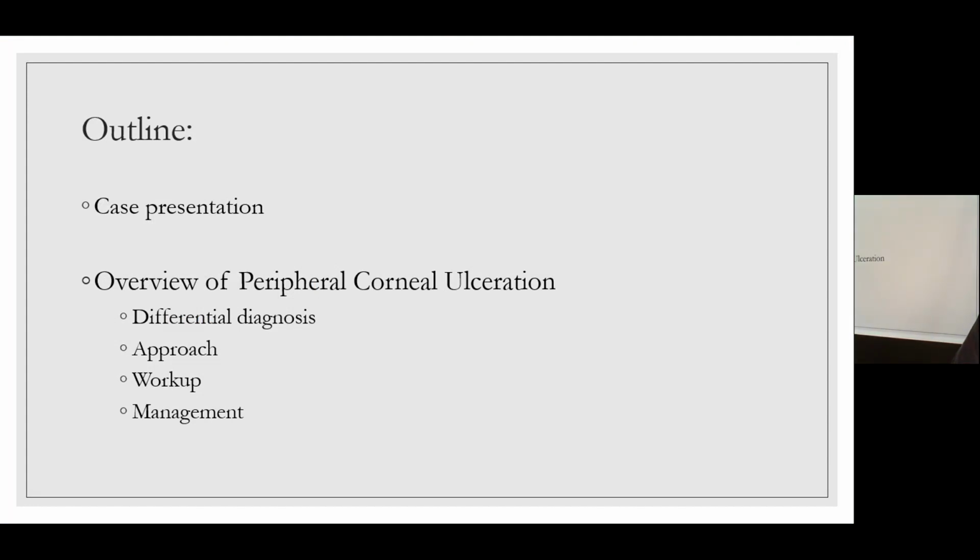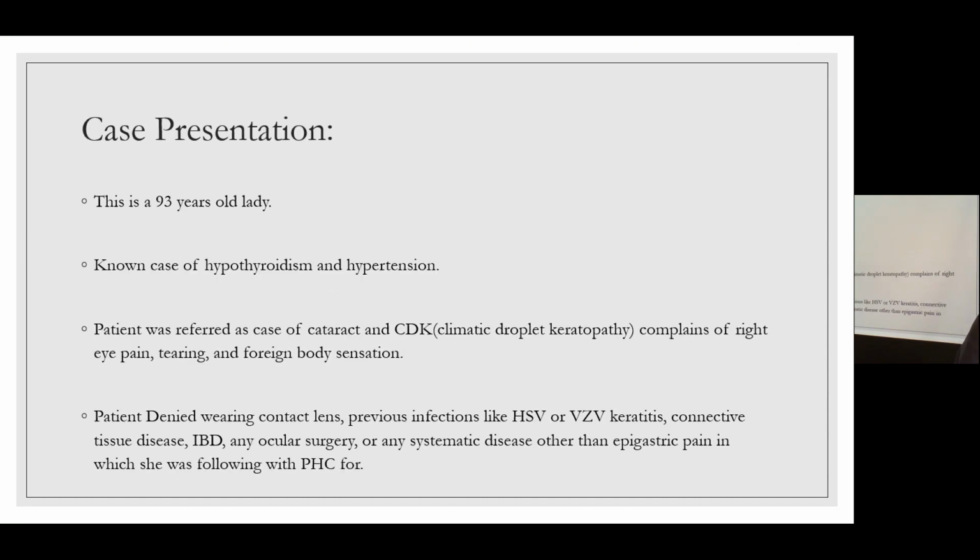So for the outline, first I'm going to talk about a case we managed here in GHA, and then an overview of BUK. So for the case presentation, this is a 93-year-old lady, known case of hypothyroidism and hypertension. Patient was referred as a case of cataract and climatic traumatic keratopathy and was referred to the anterior segment clinic.